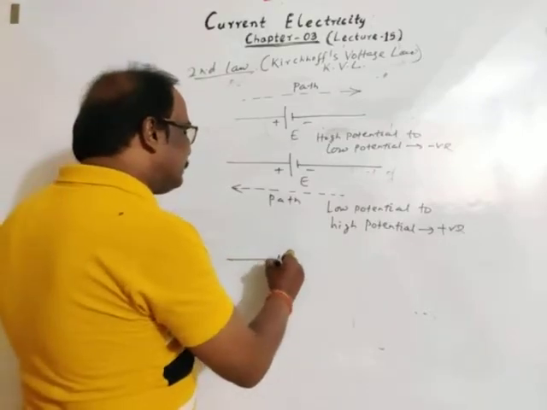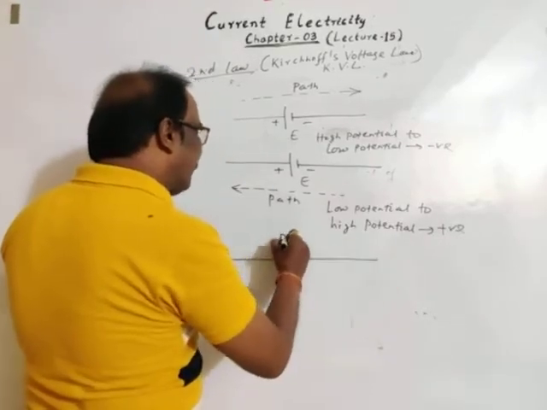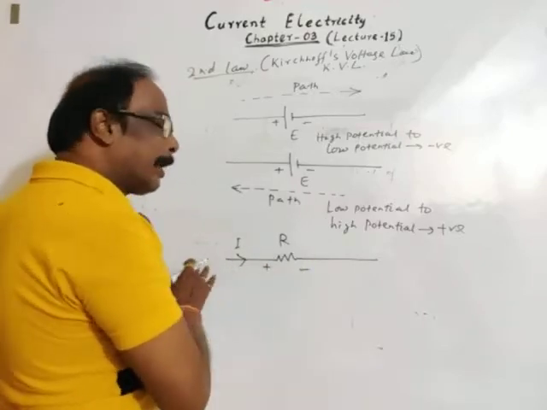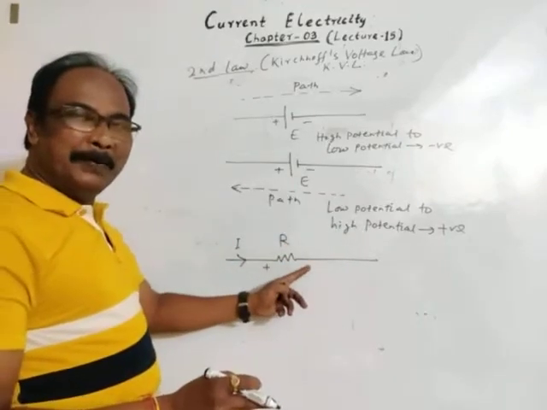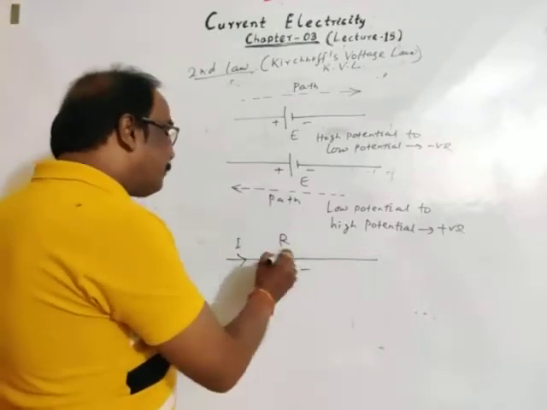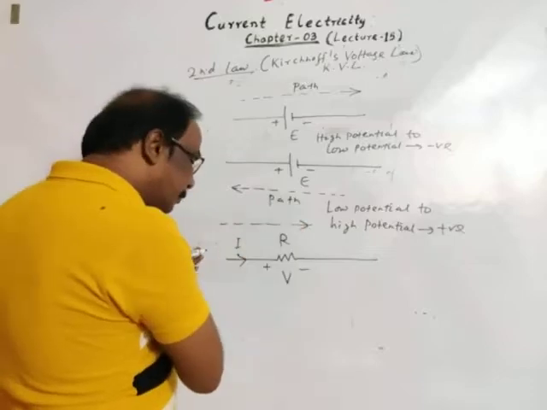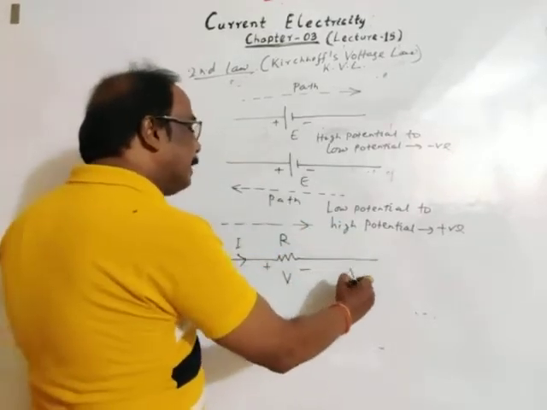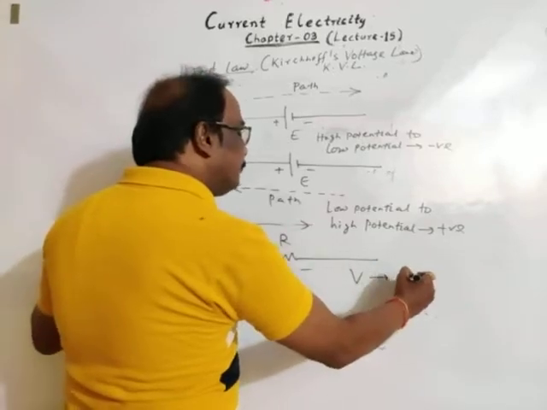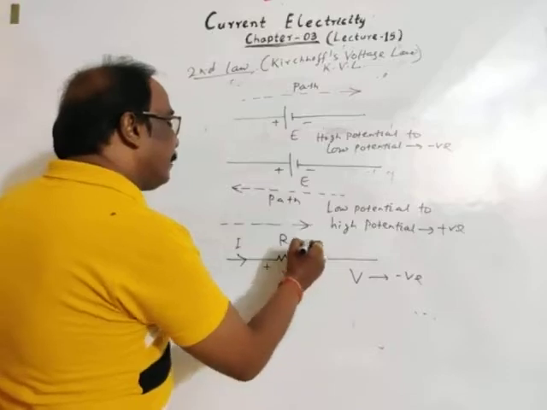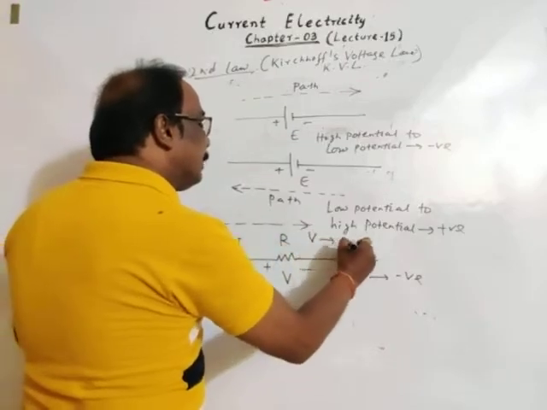Suppose I am taking a resistance R, and current is flowing like this, from high potential to low potential. Then here the potential difference is V. If we are taking this part, current is flowing from high potential to low potential, so V is negative. The potential difference is negative. Similarly, for this, V is negative.